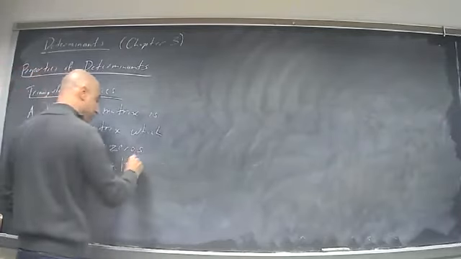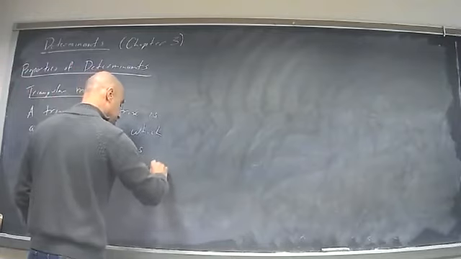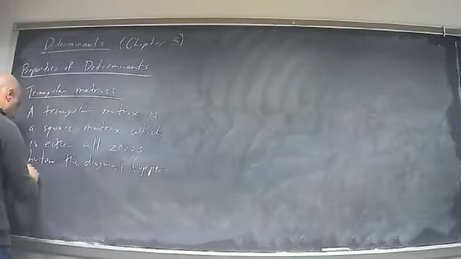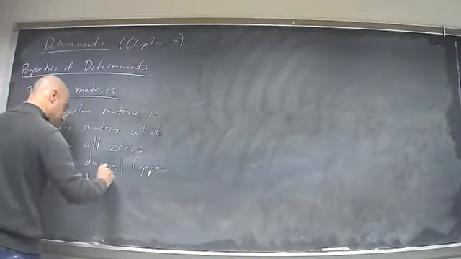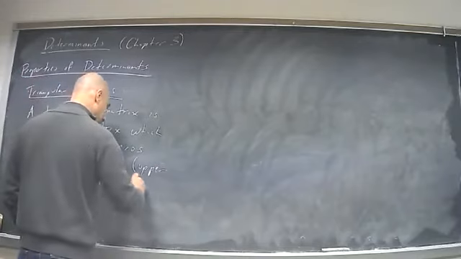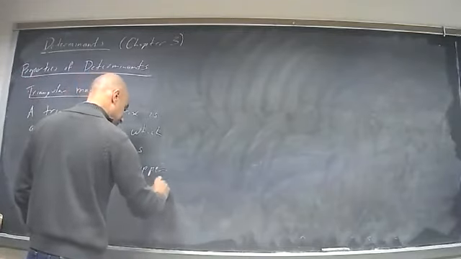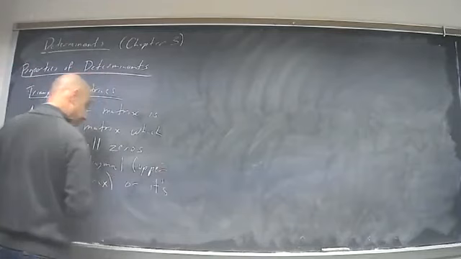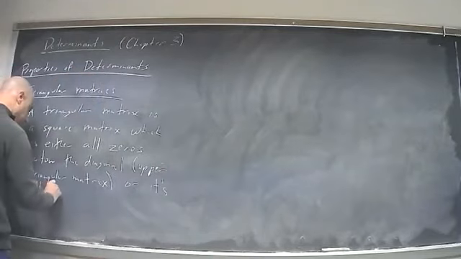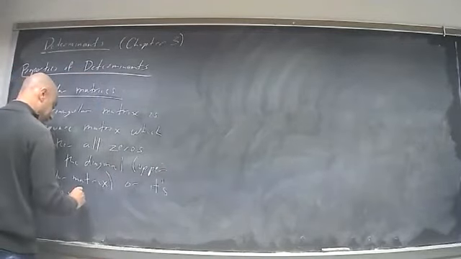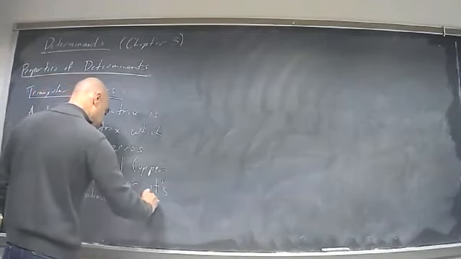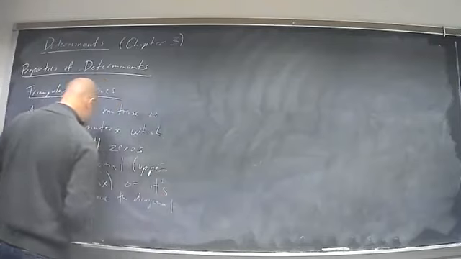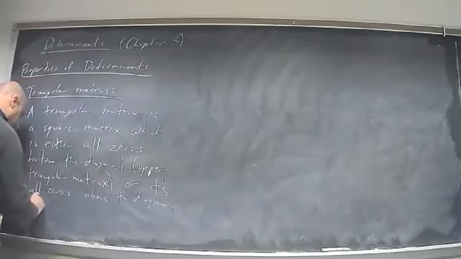so this is called an upper triangular matrix. Or it's all zeros above the diagonal. And this we call a lower triangular matrix.